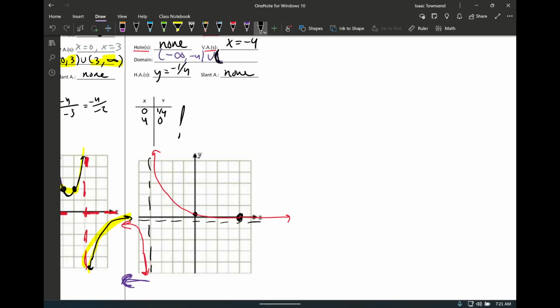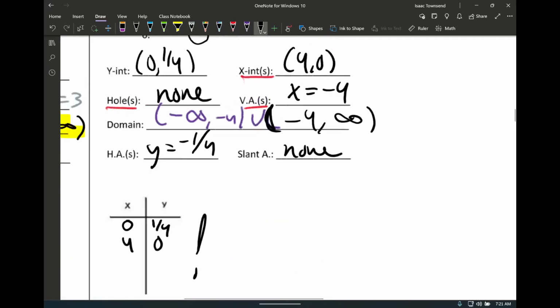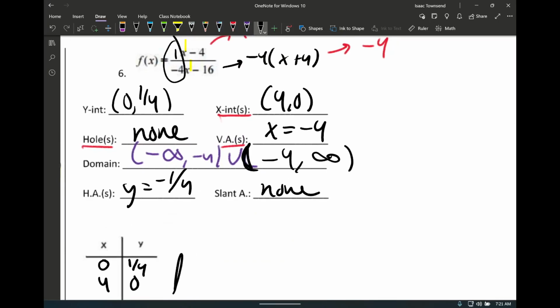And it hits all of these x values. -4, and then forever to the right. Okay, so I'm going through that pretty quickly, but again, you should have already tried that one, so we're just trying to fill in the gaps there.